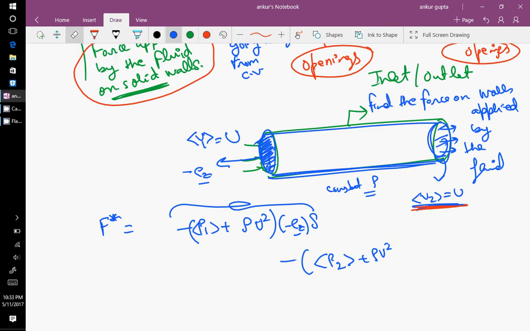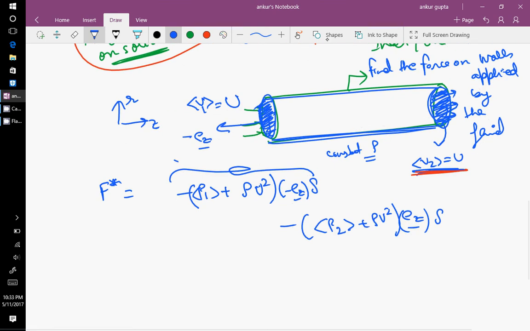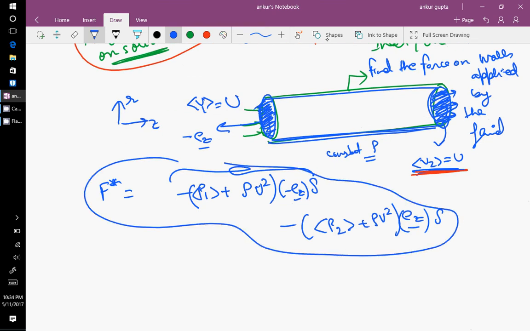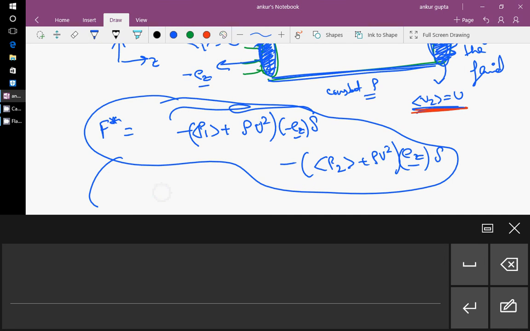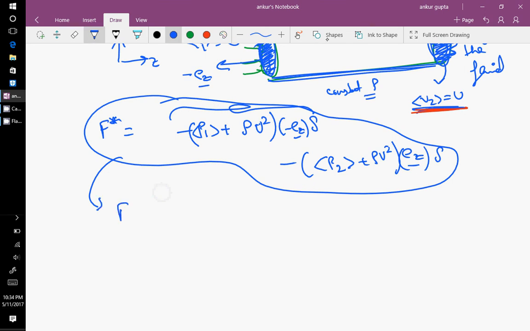in the second surface. The normal here would point away from the control volume, so it will point in plus z. So let's call this z, let's call this r, just to be clear, z into S. Okay, so let me write this here. So if you calculate F star, this basically becomes (P1 minus P2) into S into e_z.